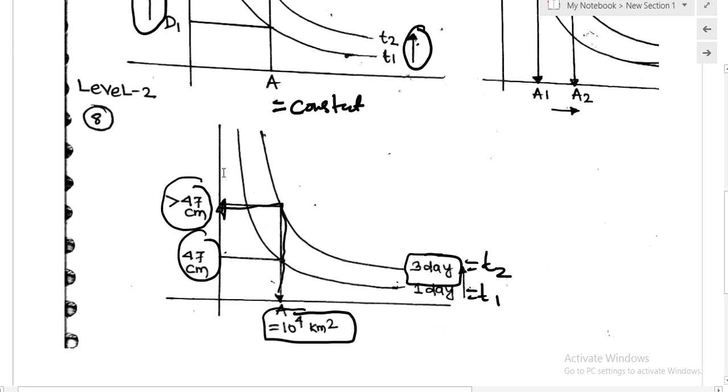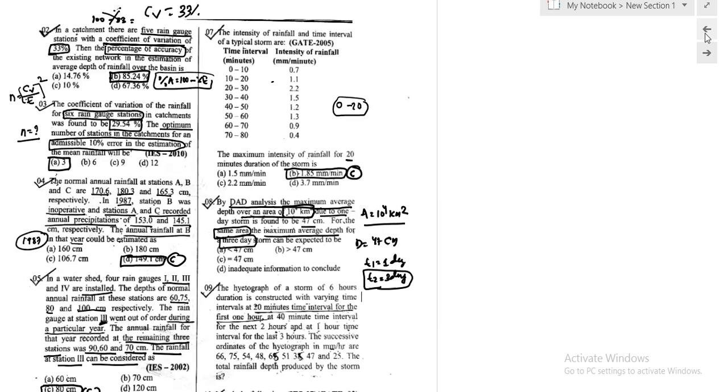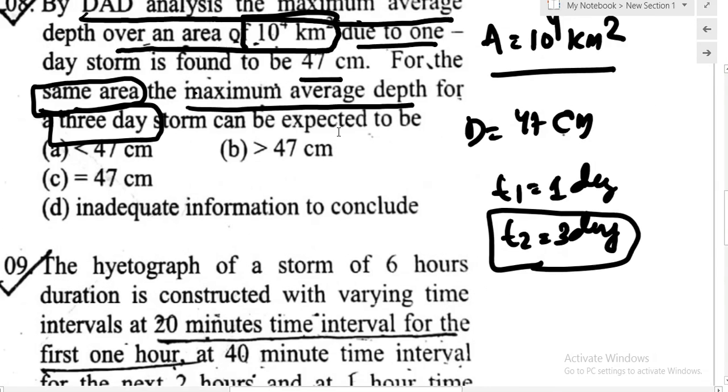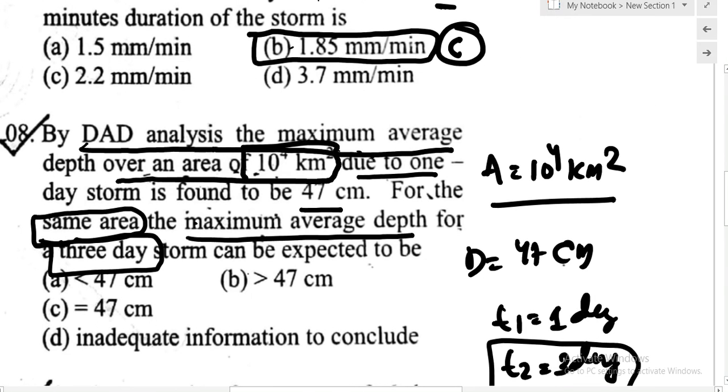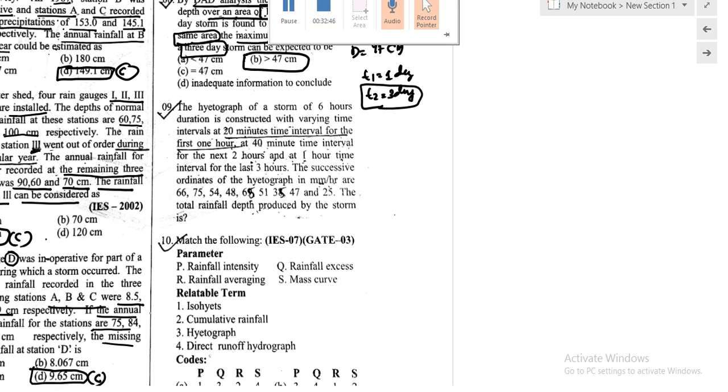So the correct answer for this question is greater than 47 centimeter. This is the correct answer. Okay, thank you for today's class. I will solve the rest of the questions in the next class. So thank you.